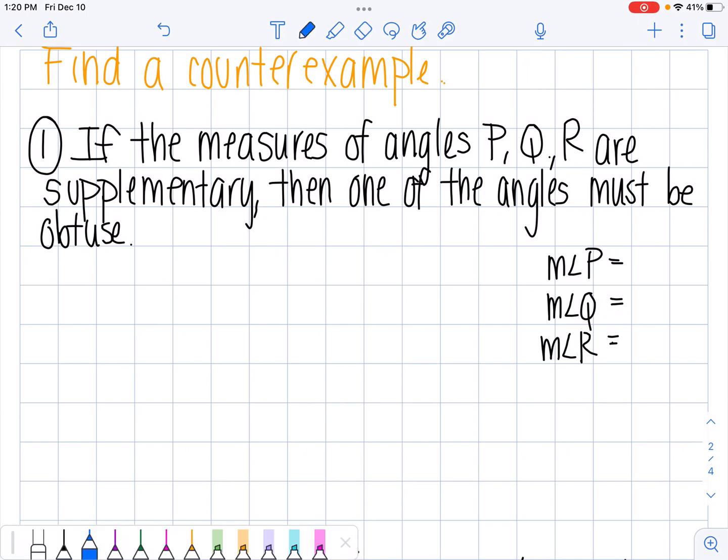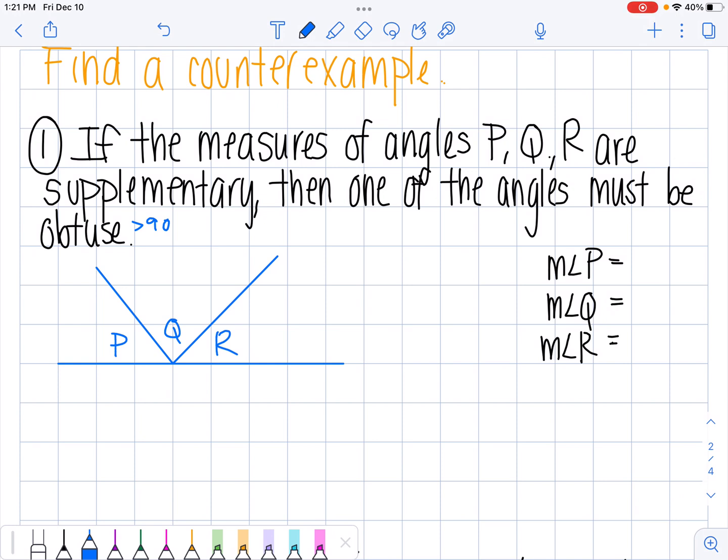So the first one says, if the measures of angles P, Q, and R are supplementary, then one of the angles must be obtuse. To me, I'm just going to draw it out like this. So here's a straight line. Supplementary, I know, means adds up to 180 degrees. So I'm going to say that this is angle P, this is angle Q, and this is angle R, just for the sake of this problem so I can see it. Okay, remember, obtuse means bigger than 90. So if I have 3 angles that add up to 180, does one of them have to be bigger than 90? Well, no. I mean, it could be.